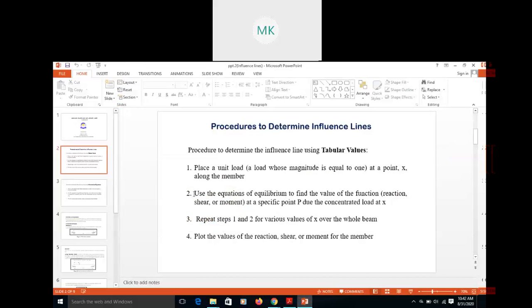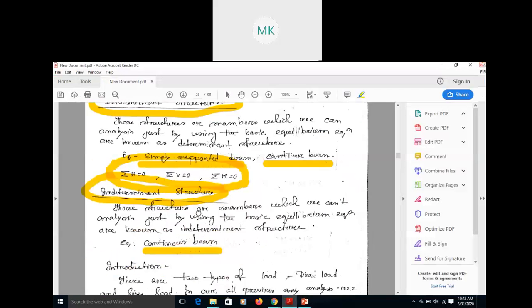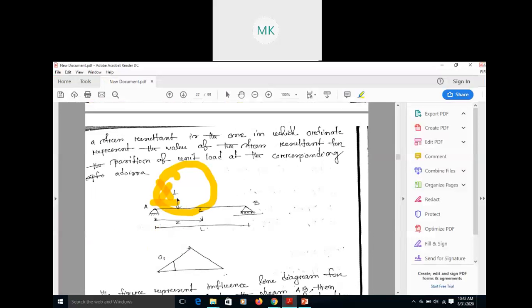to find out this. The second step, use the equation of equilibrium to find the values of reaction, shear force, everything at any point, okay, in the beam or in any structure. So we need to repeat these steps in the whole section. Say here we are considering a distance x, so we need to move this load over the whole beam. Similarly, like here, like here. So we need to solve this, okay, by considering a unit load at every point. Okay, fine.